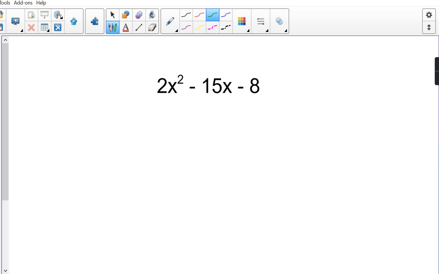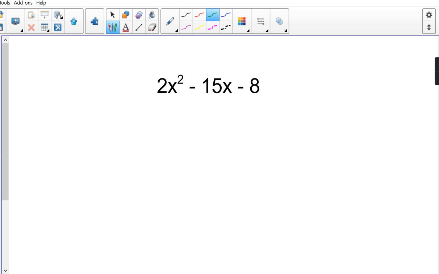Okay. Fourth question here, 2x squared minus 15x minus 8. So first we'll look for a greatest common factor. Looking at 2 and 15 and 8, I don't see a common factor there. Looking at the variables, I don't see an x with negative 8, so I can't factor out a variable.